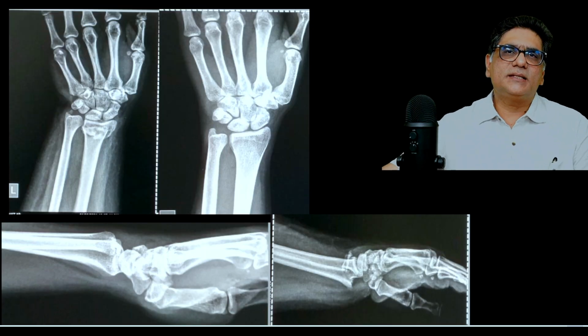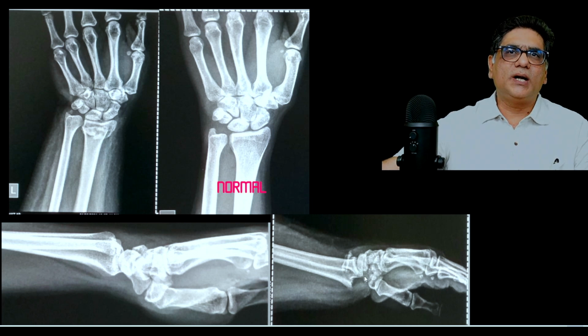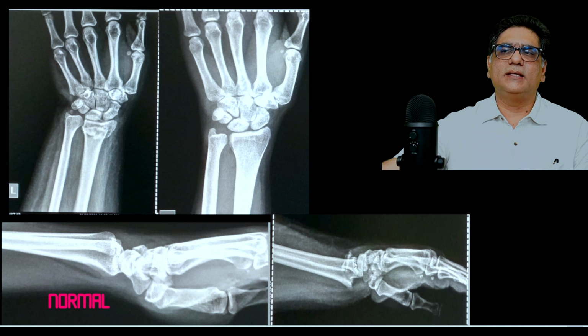Now here is an X-ray of the comminuted wrist. Here you can see that the wrist is broken in many pieces, and apart from being broken, it has also moved in an upward direction. This is the normal and this is the upward direction, dinner fork deformity.